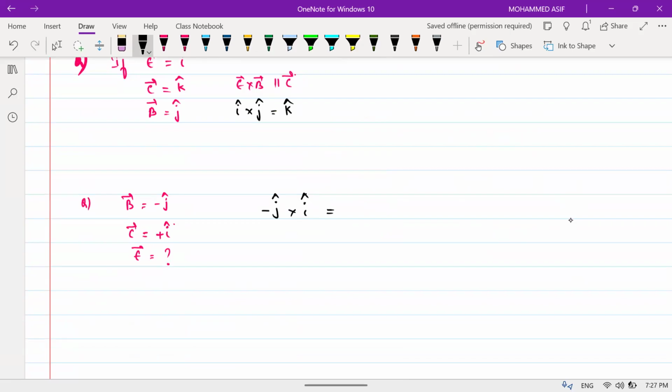Just take the cross product. E bar cross of your B bar must be equal to what? Parallel to your C bar only, na? Isn't it? Yes, sir. Now B bar is given how much for me? Minus of your J cap, and C bar is already given how much for me, beta? Plus of your I cap.